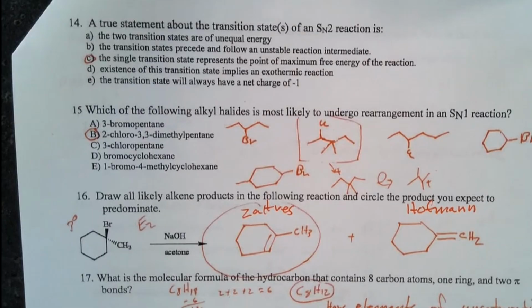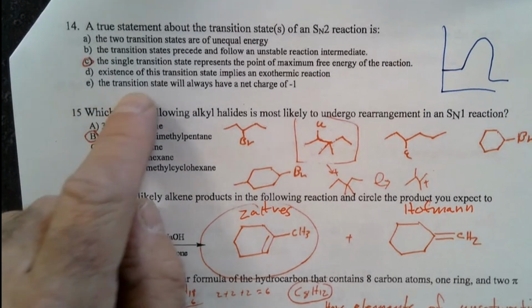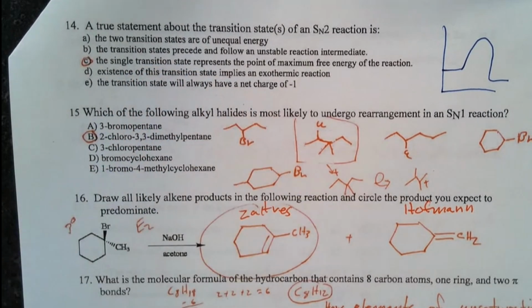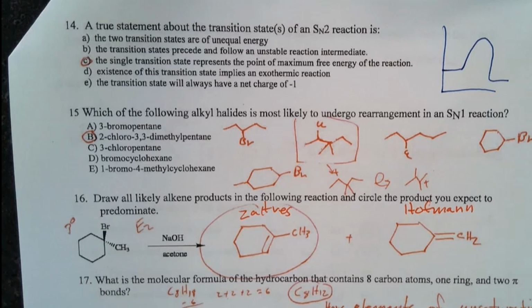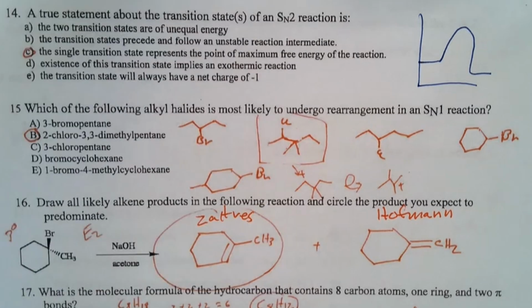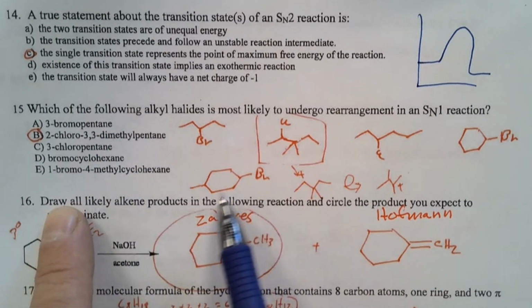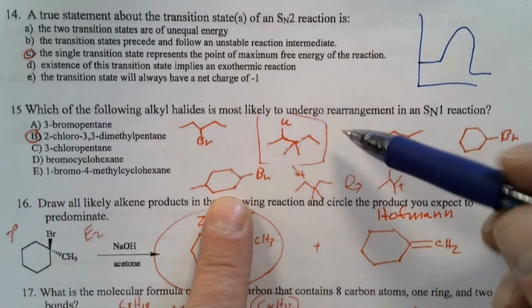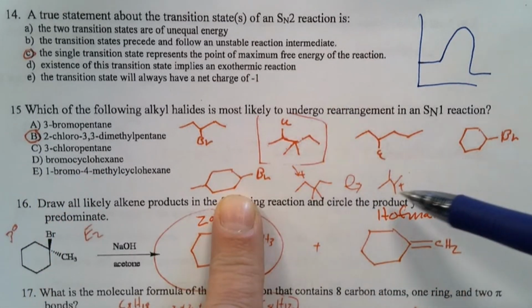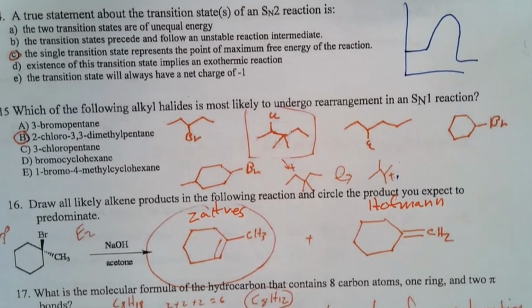A true statement about the transition state of an SN2 reaction is the single transition state represents the point of maximum free energy during the reaction. Probably all the rest are faulty or don't make any sense. Which of the following alkyl halides is likely to undergo rearrangement in an SN1 reaction? So there's the 3-bromo. Here's this. This one here will undergo a methyl shift. So you want B there.